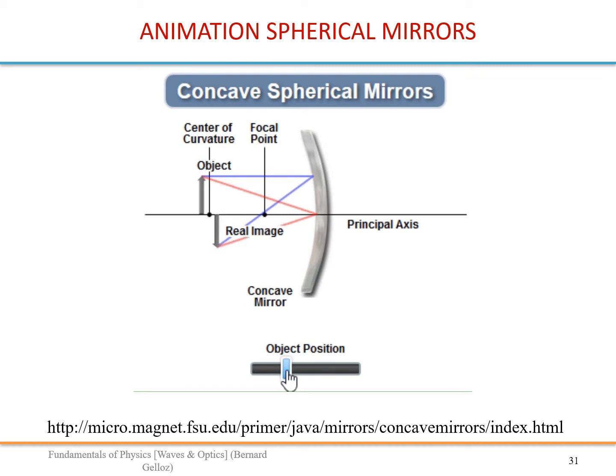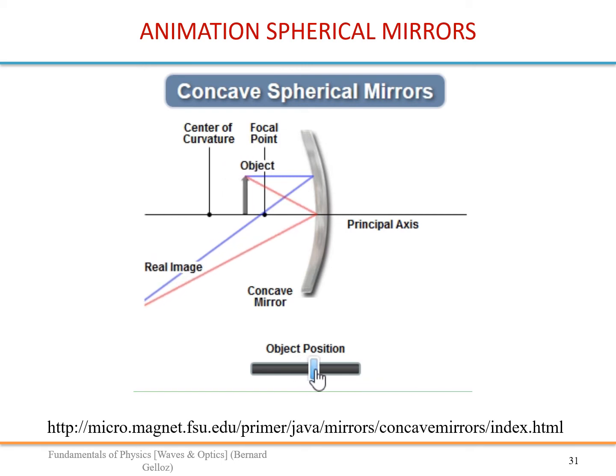So let's look at what is happening when we are exactly, so almost, at the center of curvature. So now we have the same height but inverted and still real. So let's continue. Now when we are in between the center of curvature and the focal point, we have a real image, inverted, and now it's bigger. The height is larger than the original object. Same story between center of curvature and focal point.